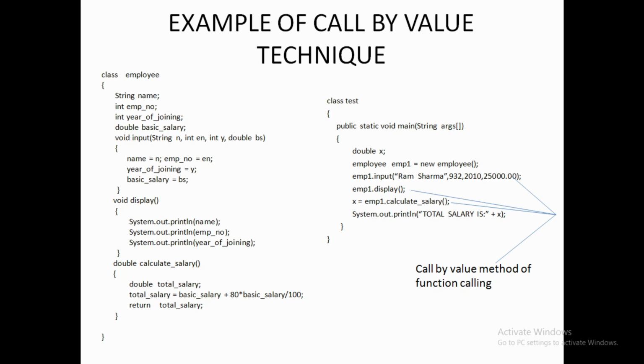Now in this type of function calling, if I change the value of n, that does not affect the actual parameters. The only thing that happens here is that the value of the actual parameter gets copied into the formal parameter. This type of function calling is known as the function call by value method.